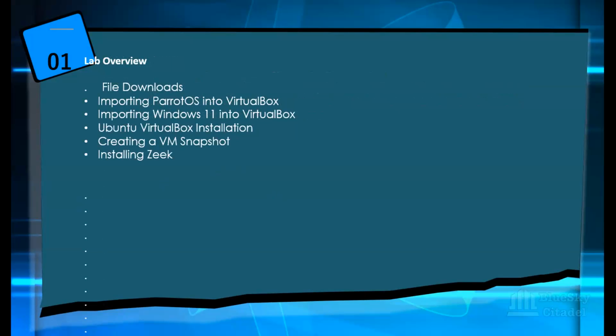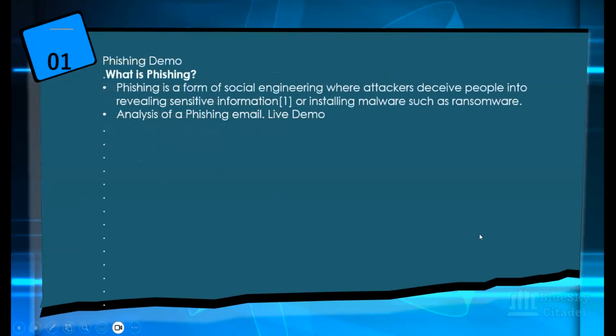So yeah, the next one is a very basic demo that I'm going to be showing today, just so we can understand what we're going to be getting. So, phishing demo. I'm sure a lot of us have heard about phishing. Even if you have not worked in security, we get phishing emails and phishing calls every day. So what is phishing? A phishing email is a form of social engineering where attackers deceive people into revealing sensitive information, or installing malware such as ransomware, through a phishing email. So that is what phishing is.